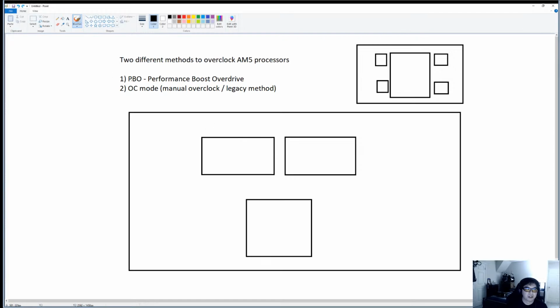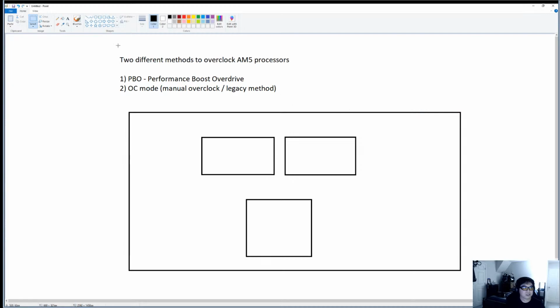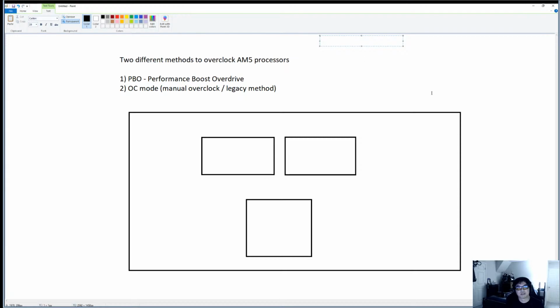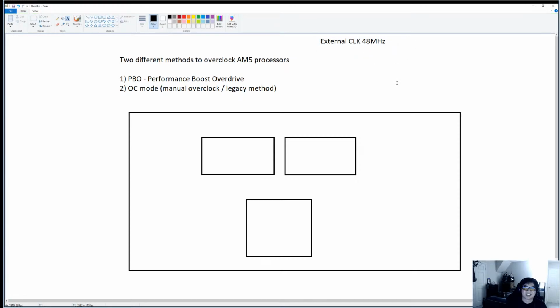But for PBO, it kind of breaks down to, let's erase this section up here. We don't need this anymore. You have a reference clock, a clock generator, which is external, we'll say CLK for clock. This is a 40 megahertz clock signal on the motherboard, which can apply a timing signal.